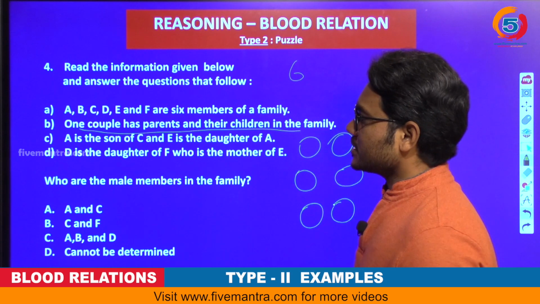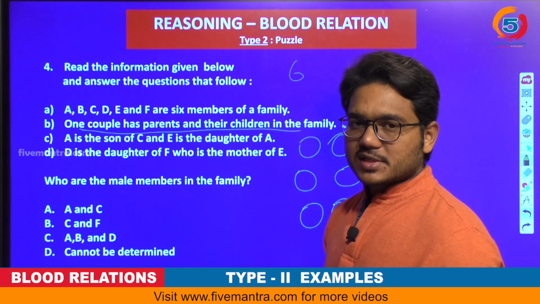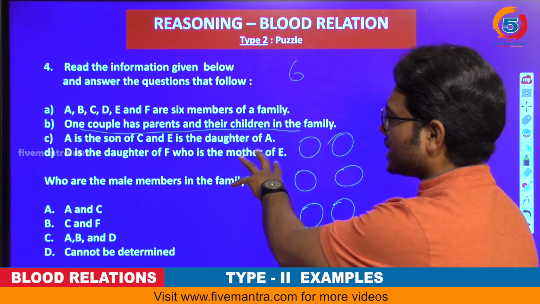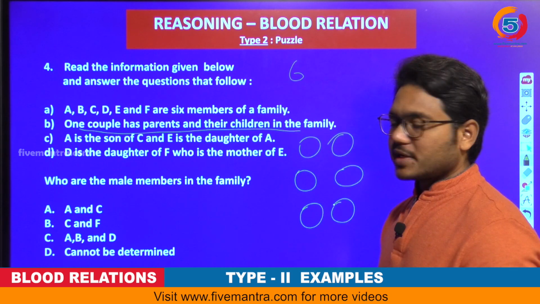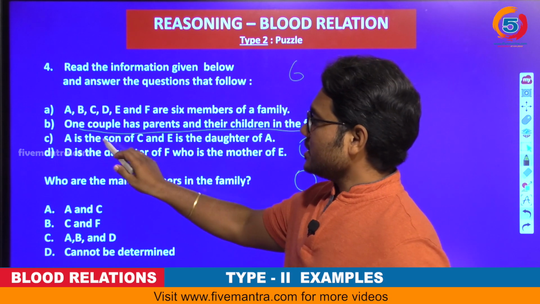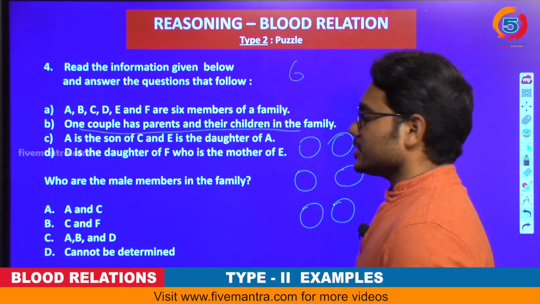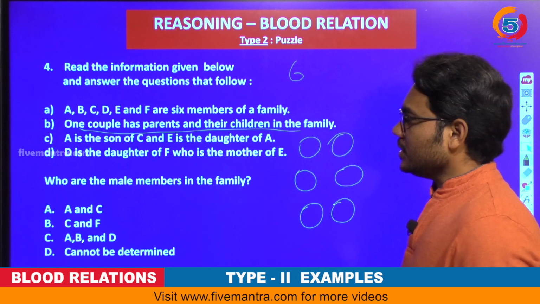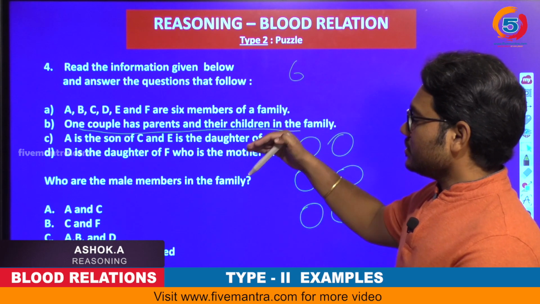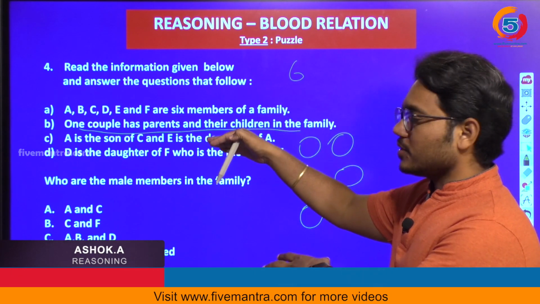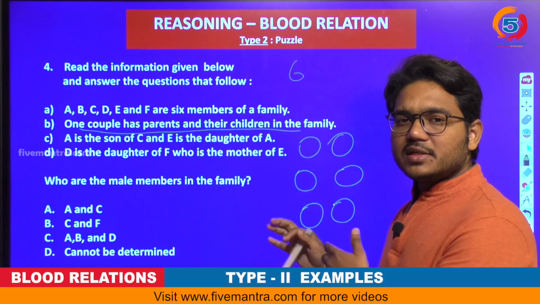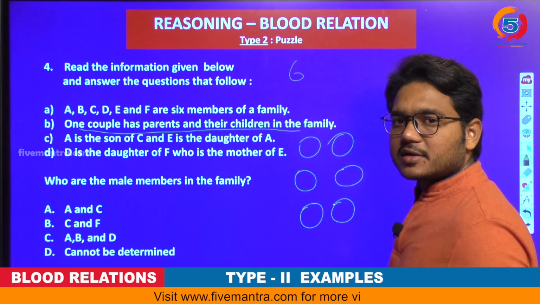Then what does the next statement say? A is the son of C and E is the daughter of A. So where can you put exactly here? Where can you put A, where can you put C? So try to observe, A is the son of C and E is the daughter of A. So from this statement you can understand A is somewhere in between, isn't it? A has got a daughter and A is the son of some other person, that is C. So A is somewhere in between this hierarchy, isn't it?